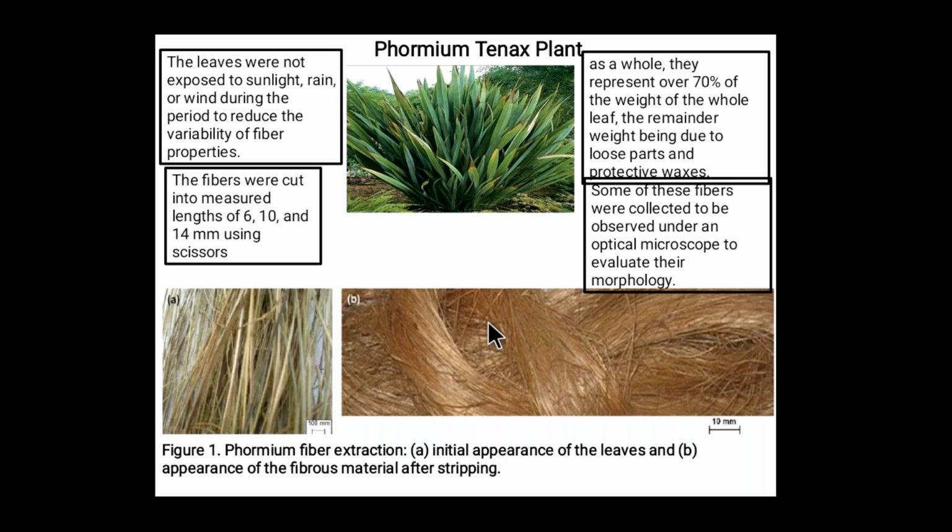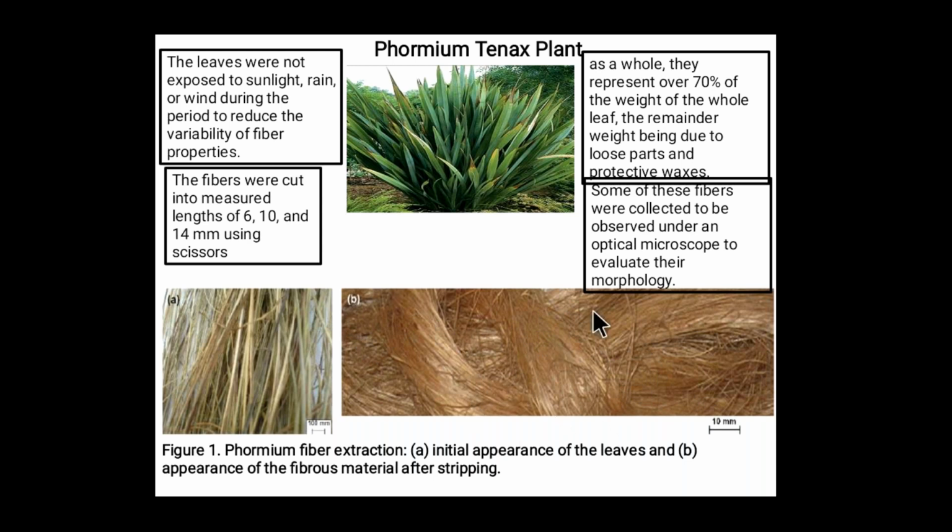So finally, we are drying for a few hours under the sunlight. For the drying process, the initial appearance of the leaves is represented in figure A, and the final appearance after drying, the fibrous material, is reported in the second figure, figure B.